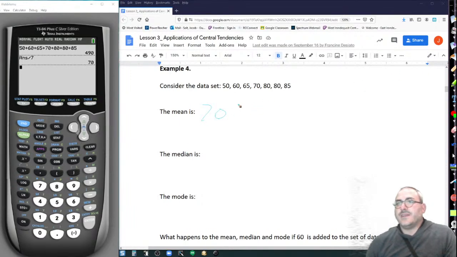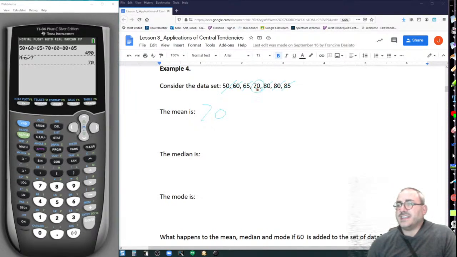And then the median. To find the median, I'm looking for the middle number. So I'm going to start eliminating the highest and the lowest number until I arrive at one or two numbers. I'm going to get rid of the lowest, and then get rid of the highest. I'm going to get rid of the next lowest, and the next highest, and the next lowest, and the next highest.